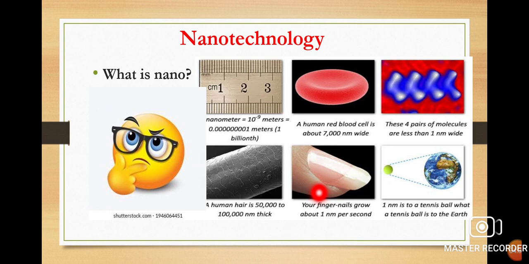Our fingernails grow about 1 nanometer per second. Is this interesting? Do you understand? Now observe the last figure and imagine that 1 nanometer is to a tennis ball what a tennis ball is to the earth. You imagine this and you can understand the word nano. So let us move to the next slide.